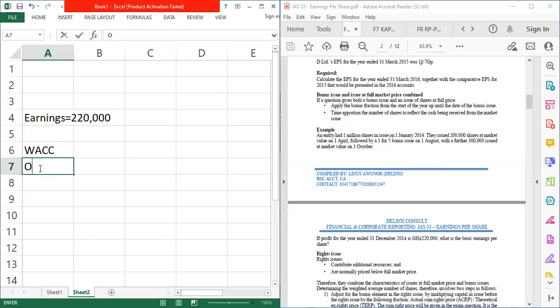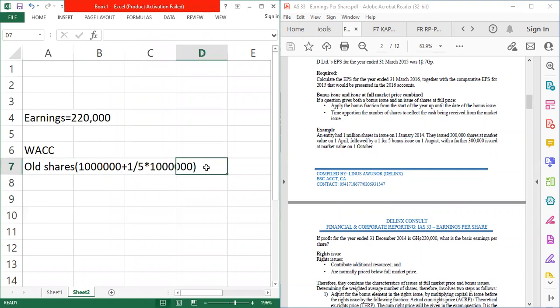The original shares, which is 1 million. What will be the bonus issue on the original shares of 1 million from the beginning? Let me just do it well so that we get it. It will be 1 million from the beginning plus the bonus issue, which is 1/5 times the 1 million, 200,000. So what will be the total value? 1.2 million. Okay. So the bonus issue has been applied on this one.